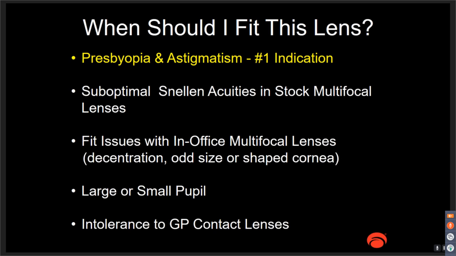If you do use a boxed lens and you're not getting optimal results, obviously you're going to start going into a lens like this. And then really anything that's out of the ordinary: if the eye is a really large eye, a small eye, a very steep eye, a flat eye, you can tell that the pupil is decentered. Just something is different about it. Very large pupils, very small pupils.